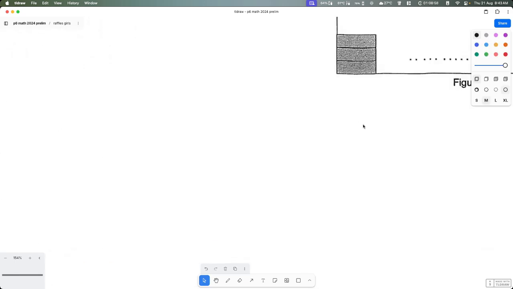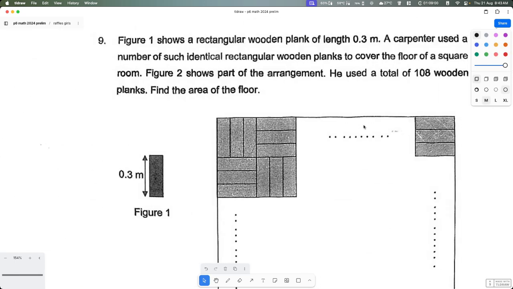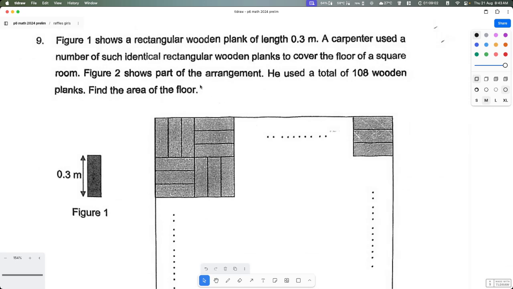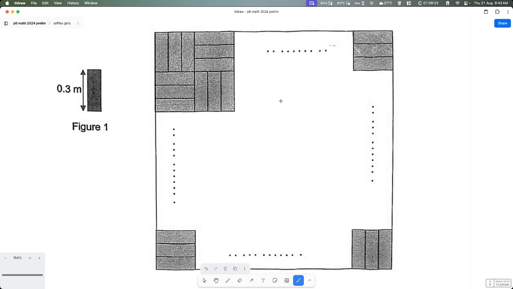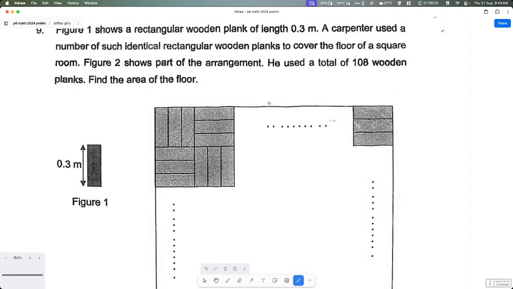Okay, question 9. It says here, Figure 1 shows a rectangular wooden plank of length 0.3 meters over here. A carpenter used a number of such identical rectangular wooden planks to cover the floor of a square room. Figure 2 shows part of the arrangement. He used a total of 108 planks. Find the area of the floor.